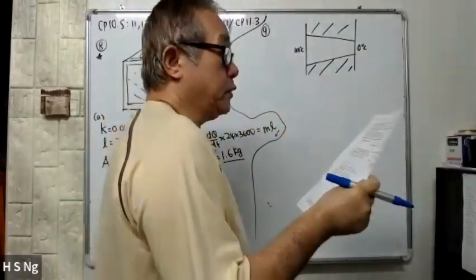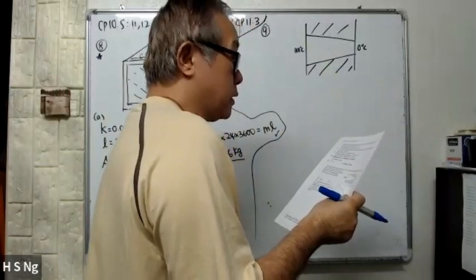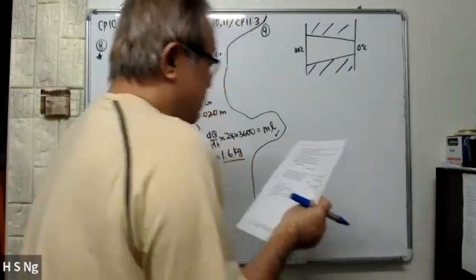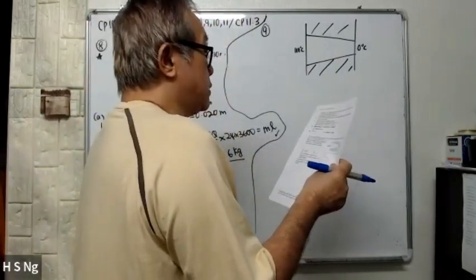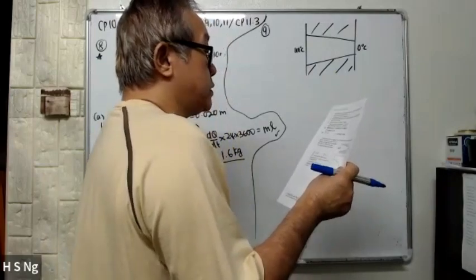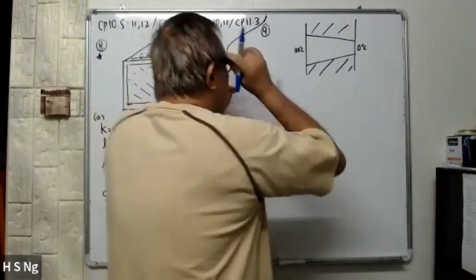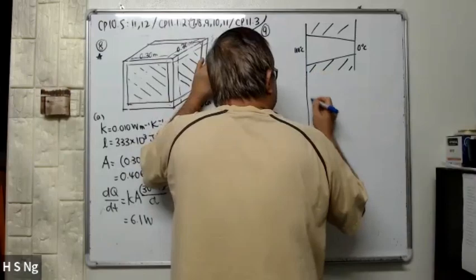Now, the figure shows a light bar XY of non-uniform cross section. One end X is kept at 100 and the other end is 0. Describe and explain how the temperature varies from X to Y in the steady state. Draw a graph to explain your answer. So now, here's the graph.